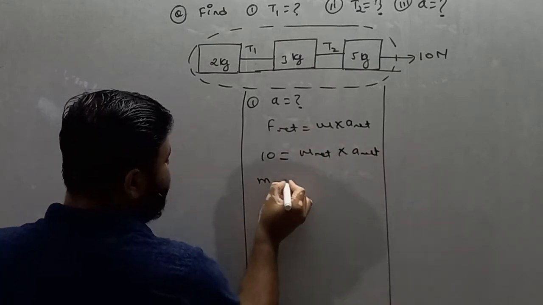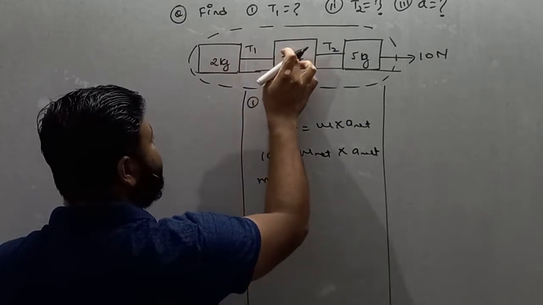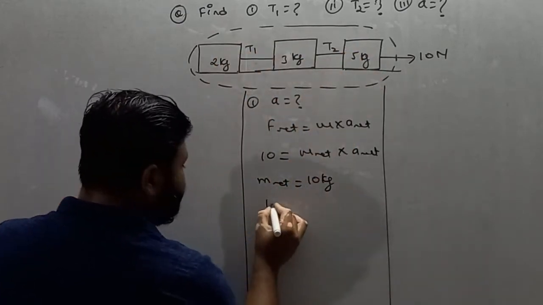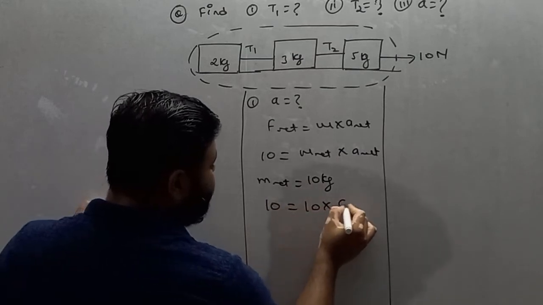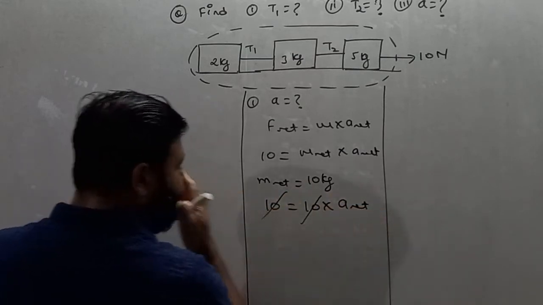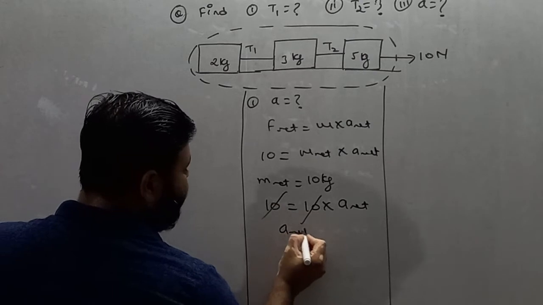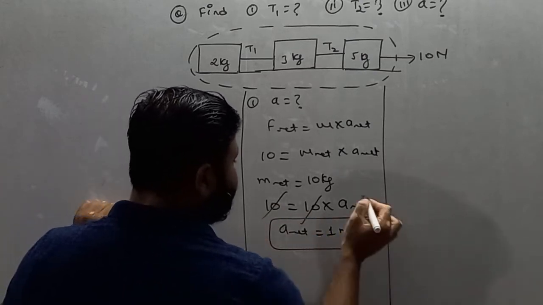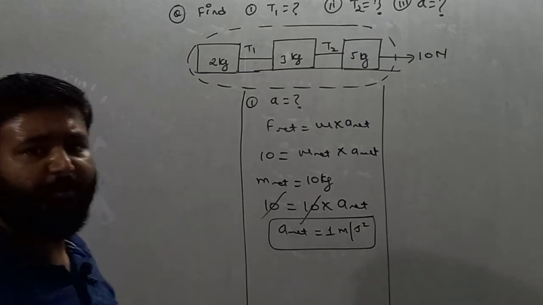Now M net must be equal to 2 plus 3 plus 5, that is 10. So 10 is equal to 10 into a net, 10 and 10 get cancelled, so a net becomes equal to 1 meter per second square. So this is the value of acceleration.